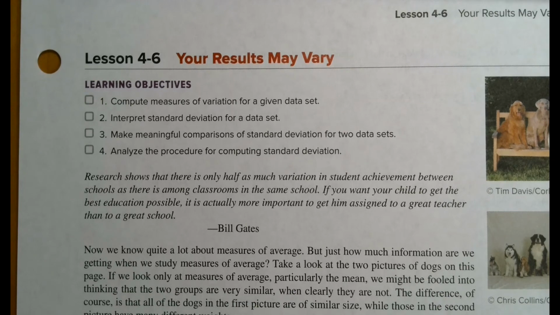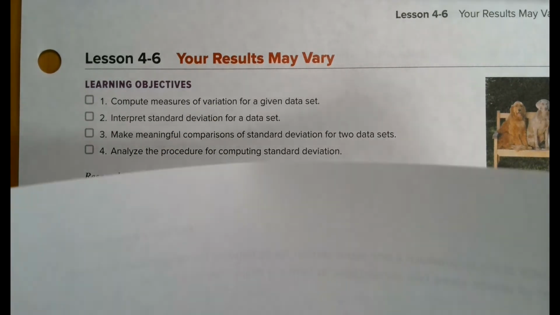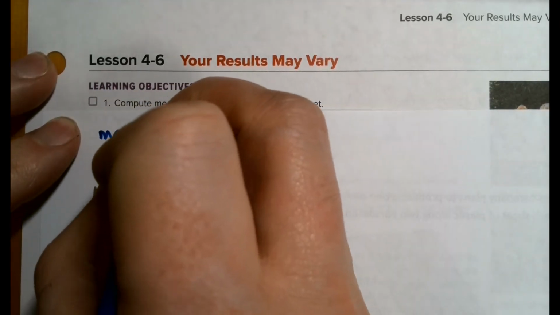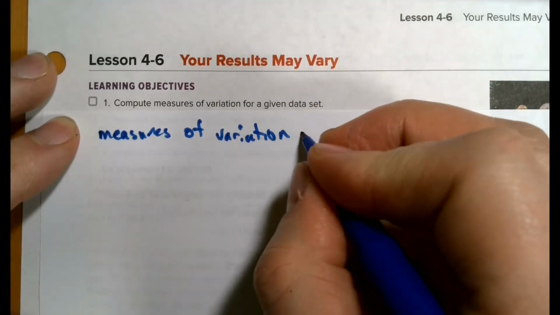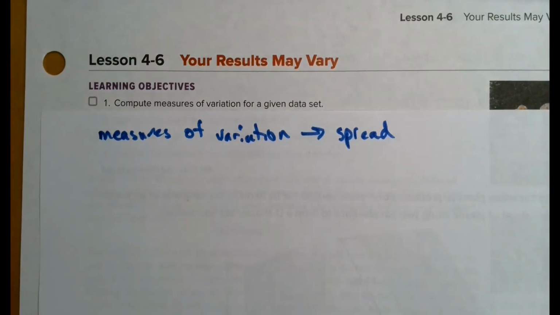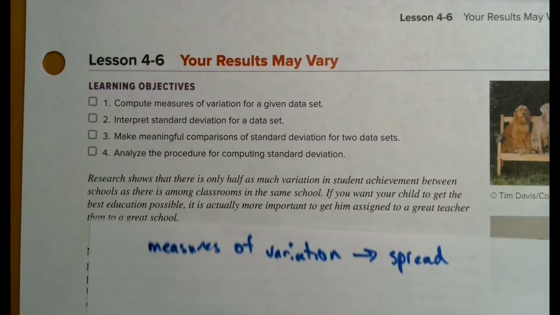Lesson 4.6 is going to look at another type of measurement to help us interpret data. In the previous lesson we did measures of central tendency, or measures of average. We're now going to look at measures of variation, and there are a couple of other words we can use for this. Measures of variation are often called measures of spread. It's looking at how spread out our data are. I think that might be a little clearer than variation.